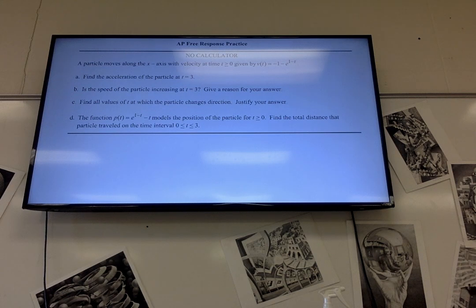So, a particle moves along the x-axis, and it gives you the velocity. It gives you that equation. So, find the acceleration. How do you find acceleration from velocity? Yes, the derivative. So, the acceleration is equal to the derivative of velocity.